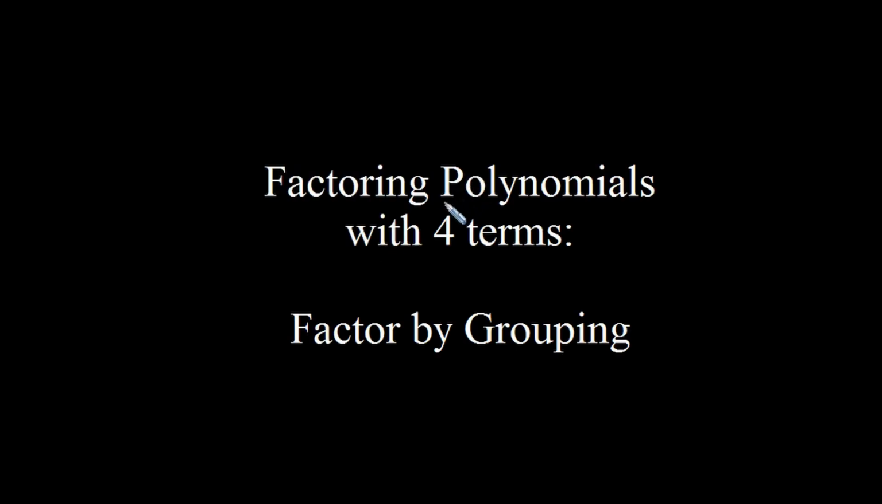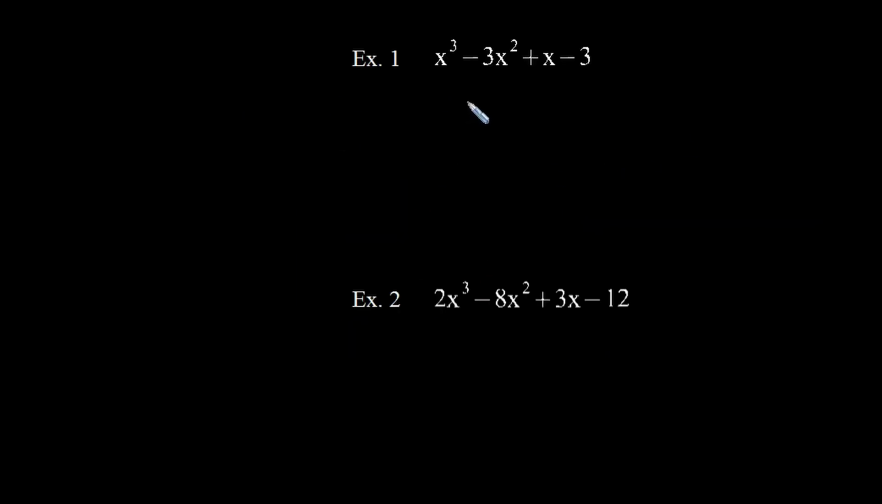Today we'll be learning about factoring polynomials with four terms. And the method that will help us do that is factor by grouping. So factor by grouping is going to do exactly what it kind of says it's going to do. We're going to group a couple of terms together and do some factoring that way, and then we're going to group a couple more terms together and factor a GCF out, and then we'll go from there.